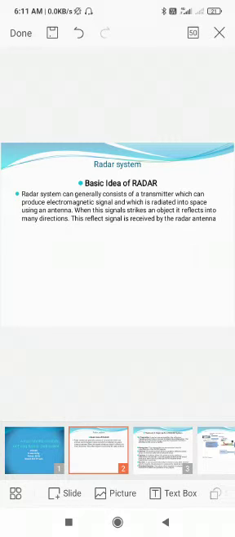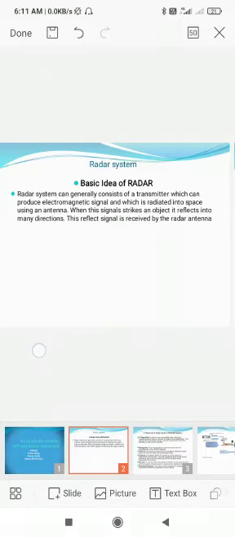The radar system generally consists of a transmitter which produces electromagnetic signals, and these are radiated into space using antennas. When the signal strikes an object, it reflects in many directions. This reflected signal is received by the radar antennas.